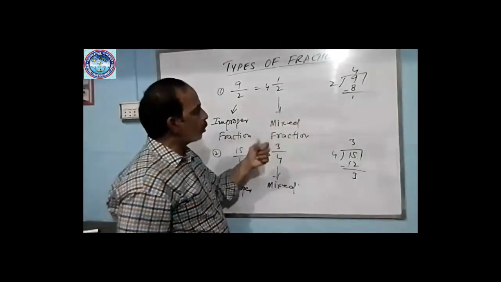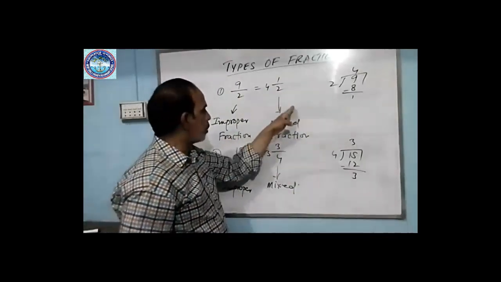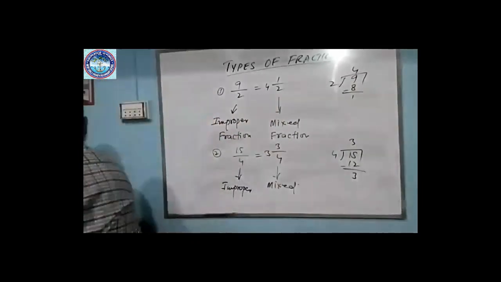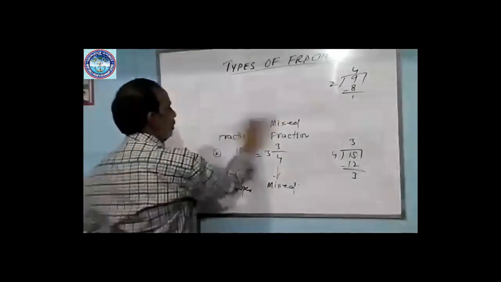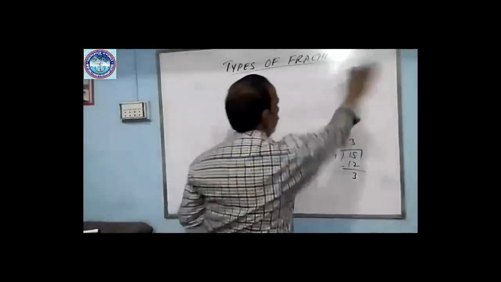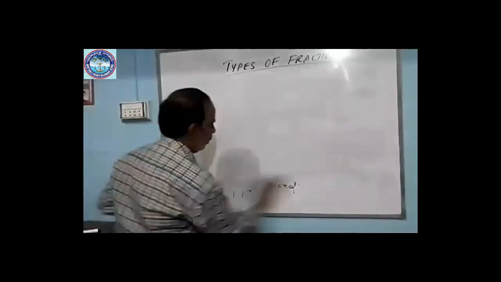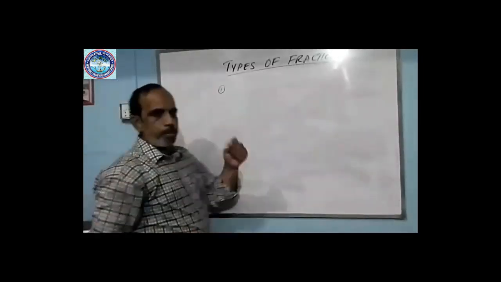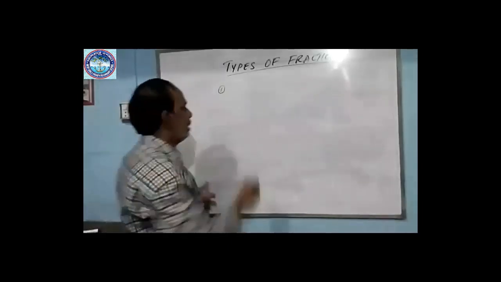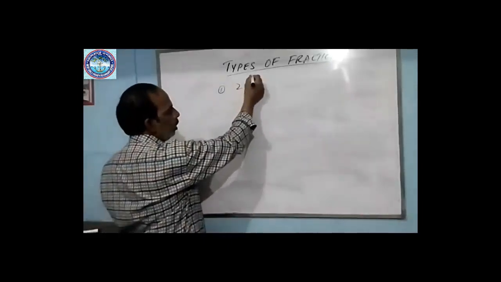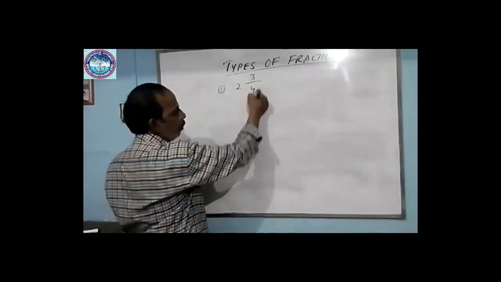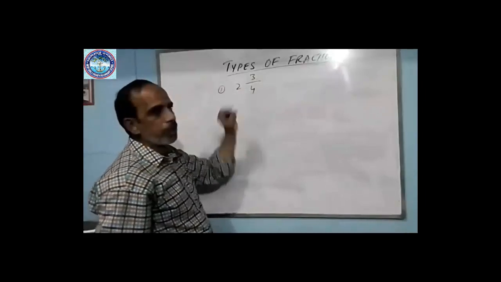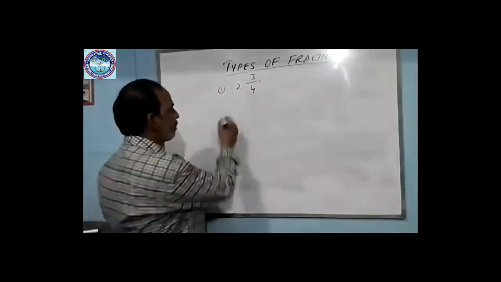Okay, but if you want to convert from a mixed fraction to an improper fraction, how can we do it? Let's take an example for that. Conversion from a mixed fraction to an improper fraction. Let's take 2 whole 3 upon 4. You know this is a mixed fraction, right? How can we convert this mixed fraction into an improper fraction? The method is very simple.